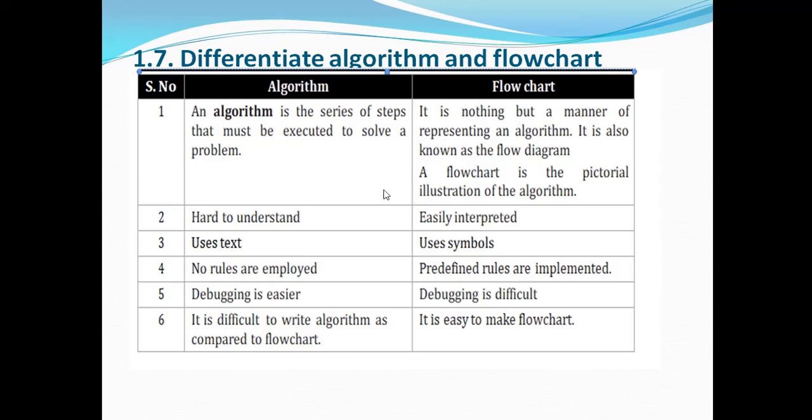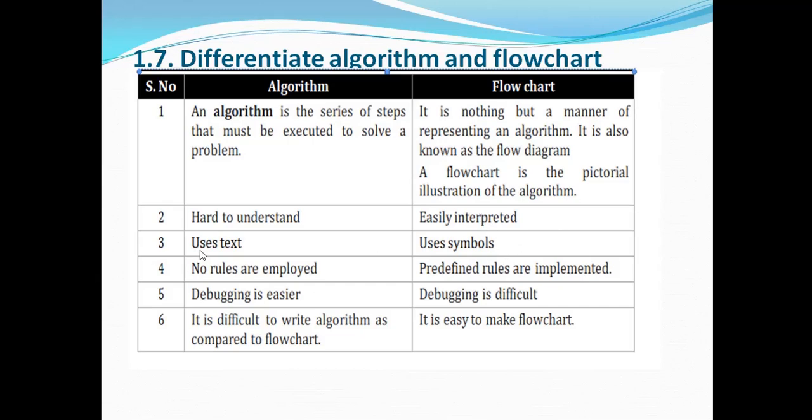The second difference is that algorithms are hard to understand, whereas a flowchart is easy. It explains just the flow of the steps, so it is easy to understand. The third difference: in an algorithm we use text, English sentences or phrases, whereas in a flowchart we use symbols. Those symbols are called graphical notations.